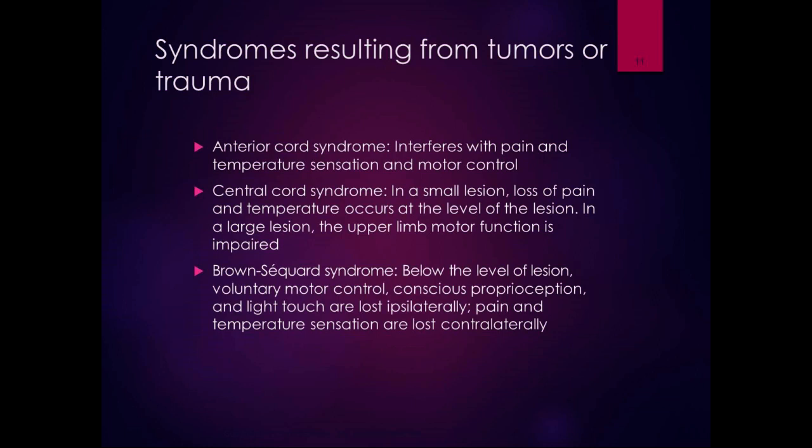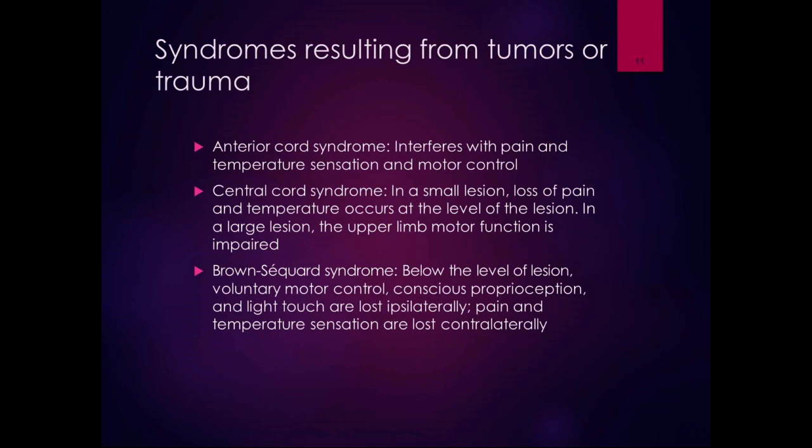Brown-Séquard syndrome is a hemisection of the cord usually, and below the level of the lesion, you lose voluntary motor control, conscious proprioception, and light touch ipsilaterally, so on the same side as the lesion, but you lose pain and temperature sensation contralaterally, on the opposite side of the lesion. And that has to do with where the tracts cross over.